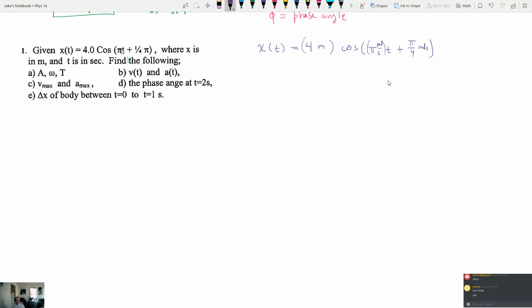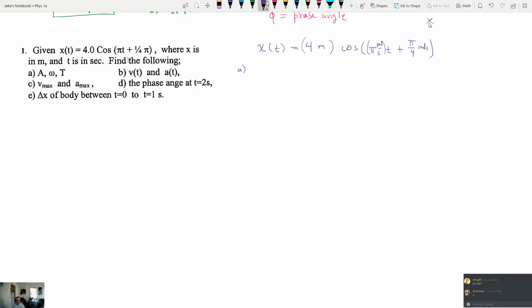And this problem is really quite simple. So let's go through it. The next one will be a little harder, and then after that it'll get a little harder than that. So the first part, A, says find A, omega, and T. Okay? And you will have problems like this on your homework too. It is very easy. What's A?